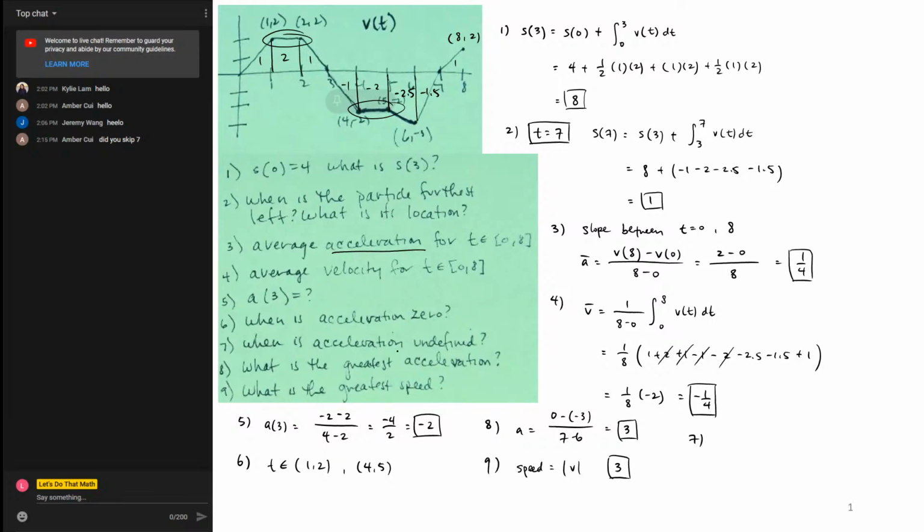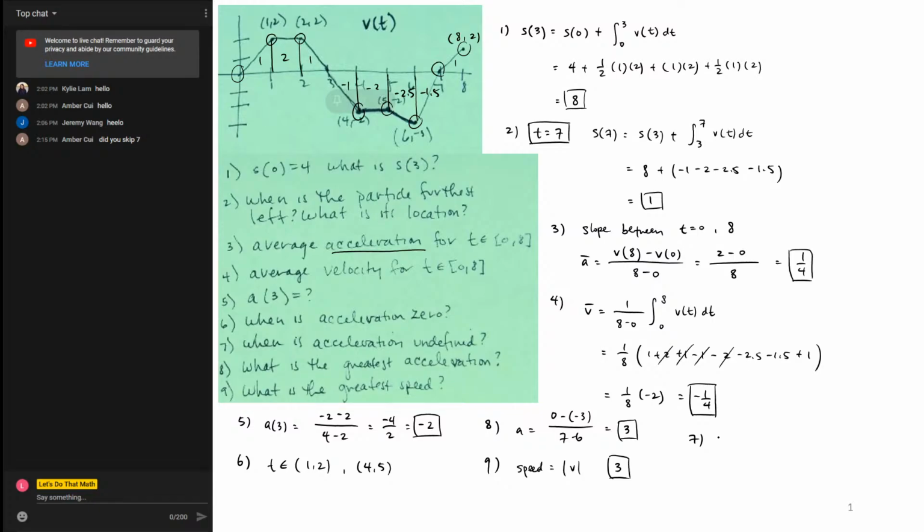Okay, so let's do 7 here. When is the acceleration undefined? Undefined is when the first derivative is undefined, right? So first derivative is going to be undefined at each of these corners. And technically the endpoints as well, right? Because the definition of derivative means the limit of the derivative from the left side must equal the right side. Yeah, so we can just say all of those corners.